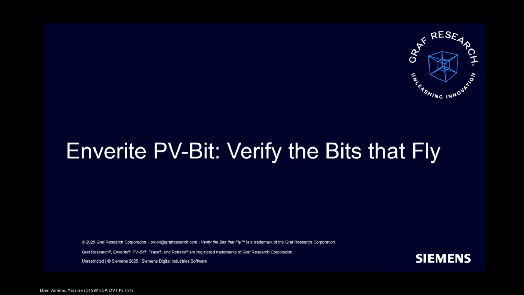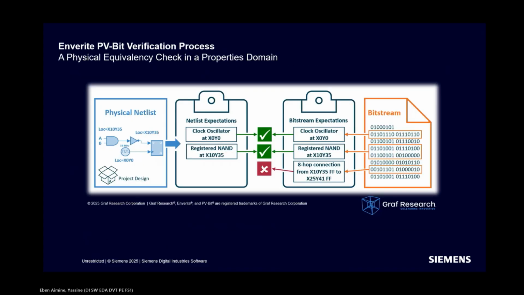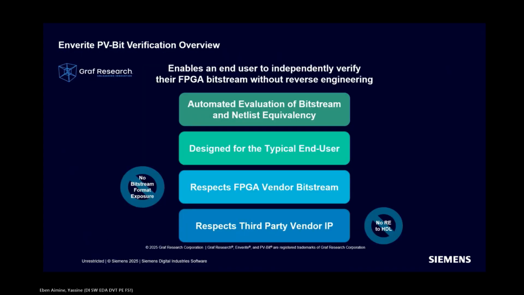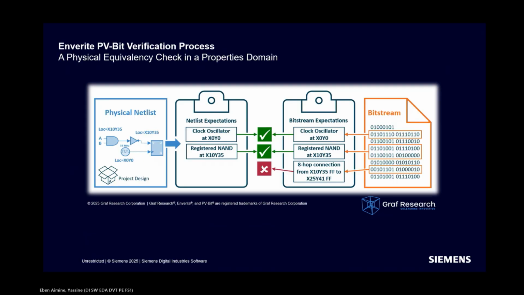How about the last part of the flow, which is verifying the final netlist versus the bitstream. The marketing for this is "verify the bits that fly." I'm going to jump to this slide straight away because it explains very well how it works. This is the physical netlist that you get. You do a checkpoint in the tool and it spits out this final netlist, which is essentially instantiations of devices and where they live on the FPGA, their location.